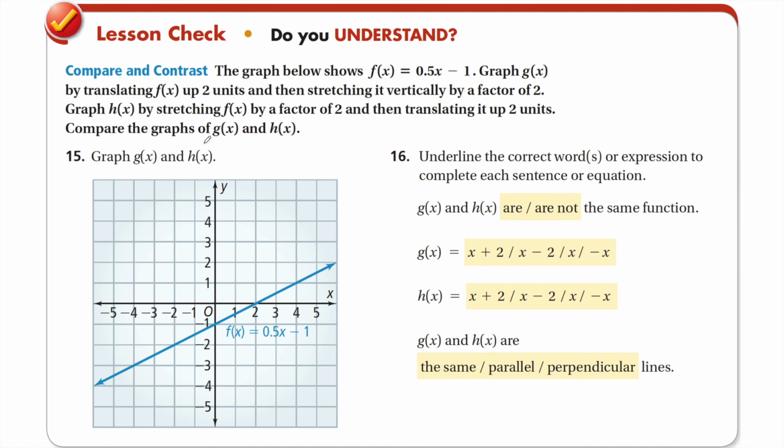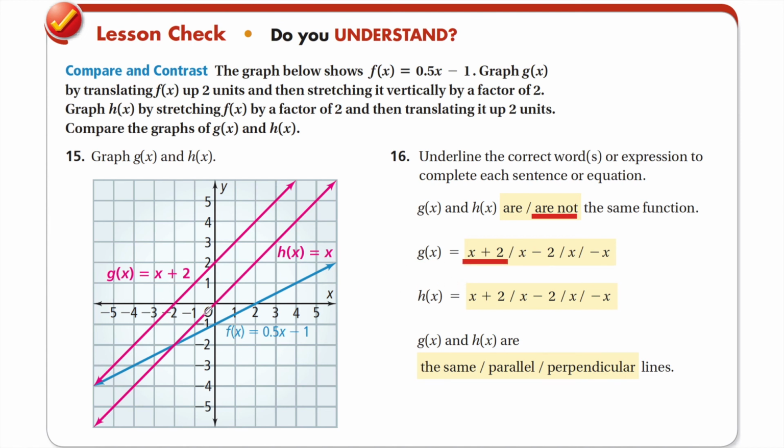Well, I am going to graph both of them right now, and you'll get something that looks like this. You'll have the g of x on top going upwards, h of x on bottom going upwards still, but it also looks like they're kind of parallel, but we'll talk about that a little bit later. So can you underline the correct word or expression to complete each sentence or equation? G of x and h of x are or are not the same function. Well, seeing how I see 2 lines, I know they are not the same function. G of x equals x plus 2, and h of x equals x. And they are going to be parallel lines.